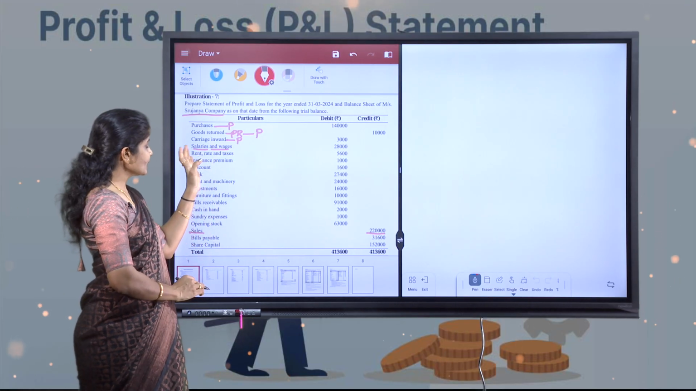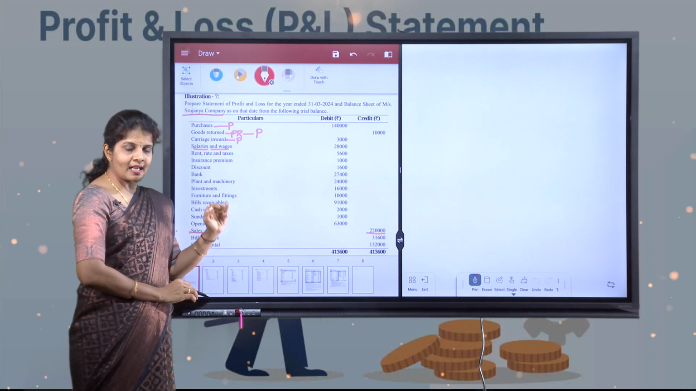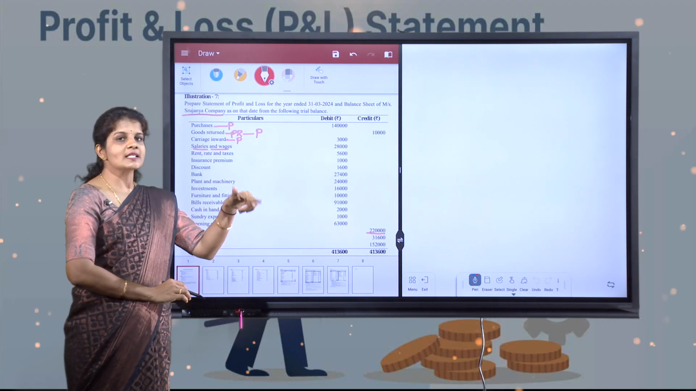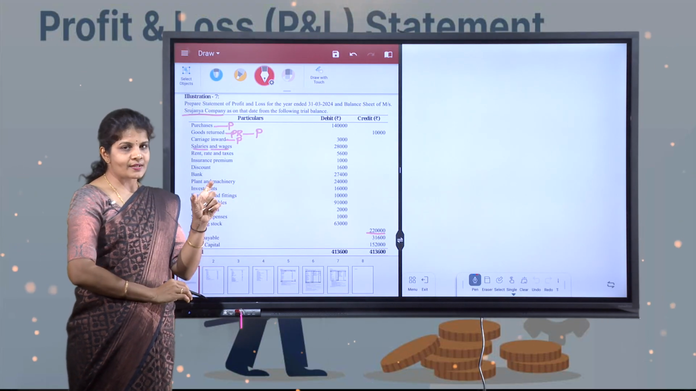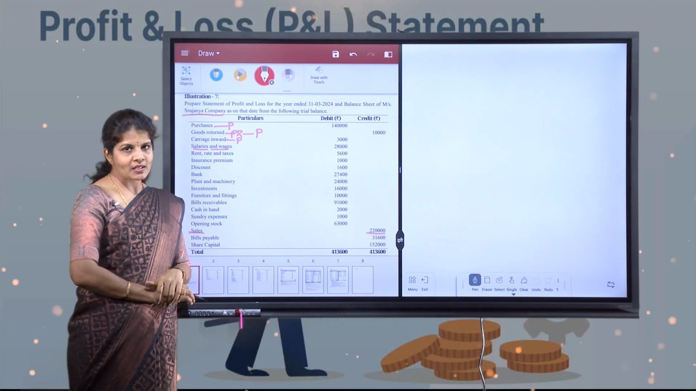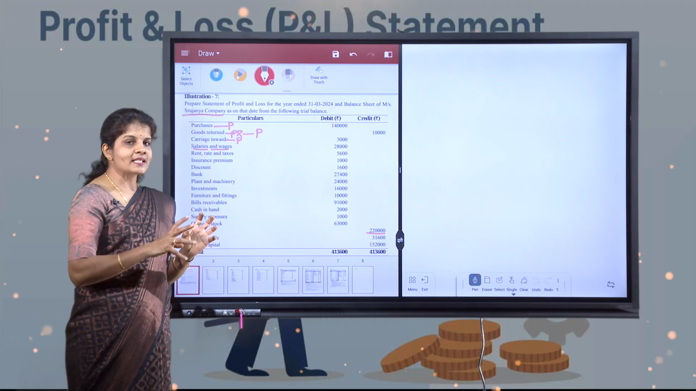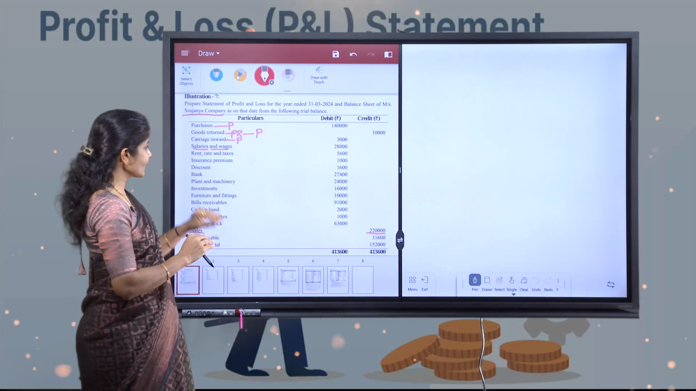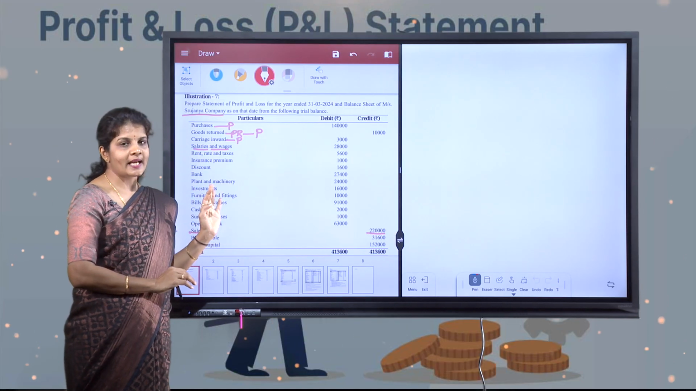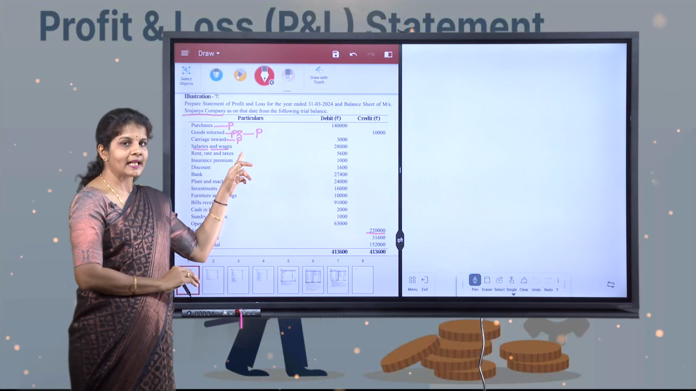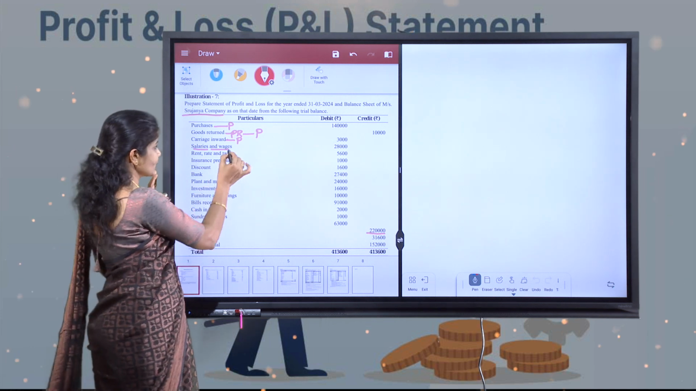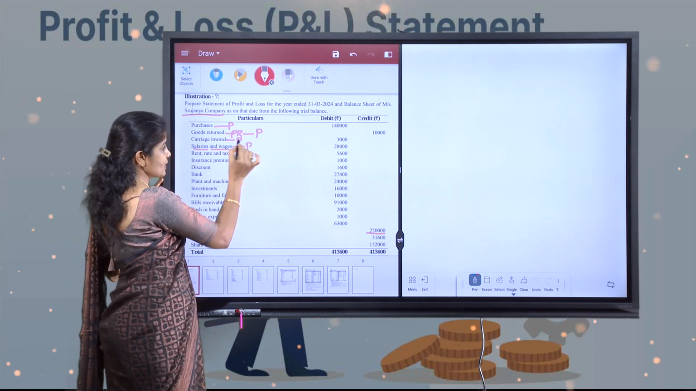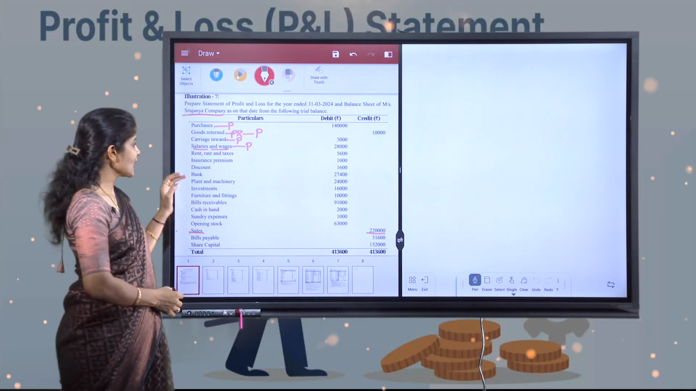In case they have given wages and salaries, that means the first information is wages. So we consider that the wages amount will be more compared to the salary, so directly we will take that as a direct expense for the calculation of cost of goods sold. So this is an operating expense and will be taken to the profit and loss statement.